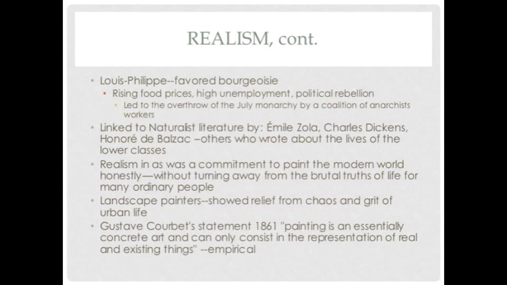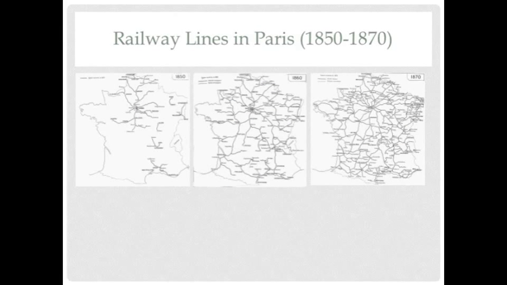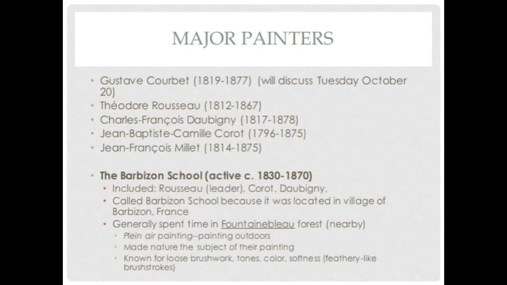Landscape painters showed relief from the chaos and grit of the city. Gustave Courbet was one of the first painters to paint exactly what he saw. The rapid expansion of the city is shown in the railway lines in Paris from 1850 to 1870. It grew exponentially. The major realist painters during this time were Gustave Courbet, which we'll discuss Tuesday, Théodore Rousseau, Charles-François d'Aubigny, Jean-Baptiste Camille Corot, and Jean-François Millet.